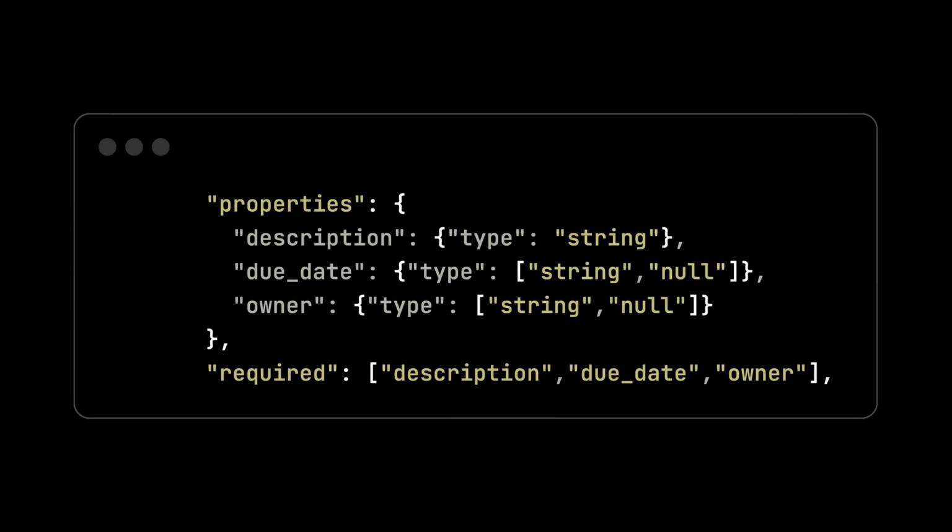Now, we do have a workaround for optional parameters, which is to make them nullable. This gives us the best of both worlds. You get optionality without the performance trade-offs.